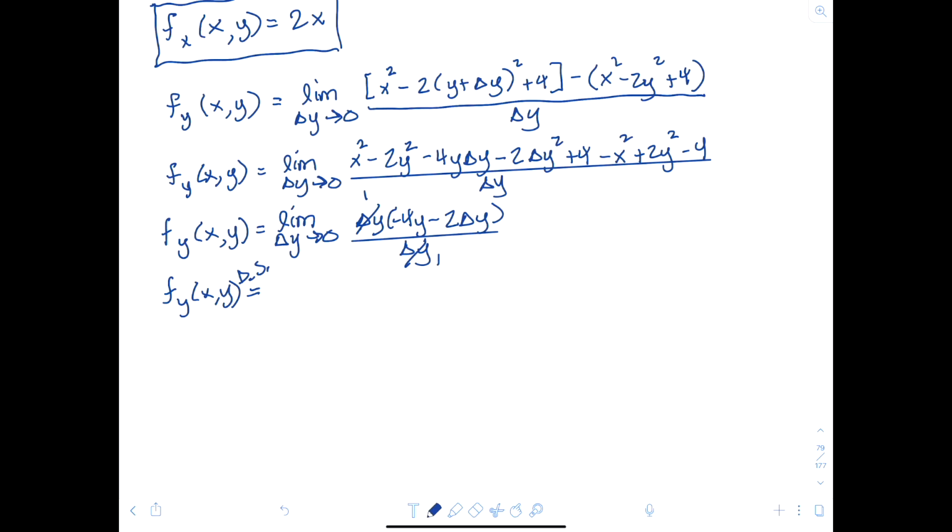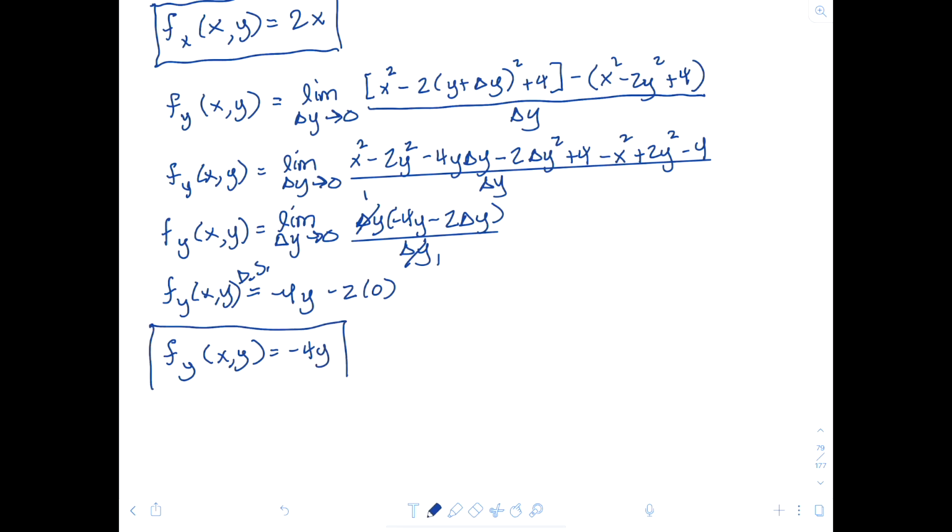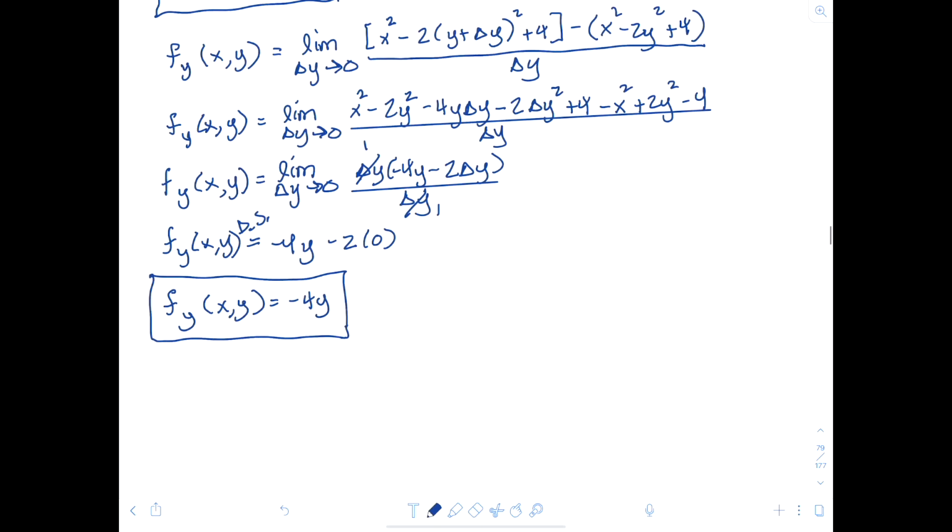And we will have negative 4y minus 2 times 0. And so our first partial derivative of f of x and y with respect to y is negative 4y. Cool, cool? All right. So now let's do it using the shortcut rule.